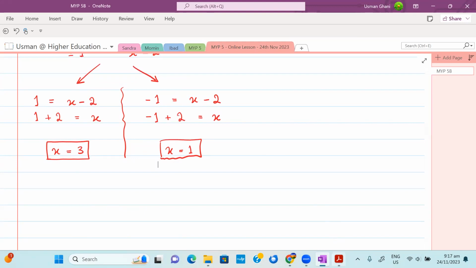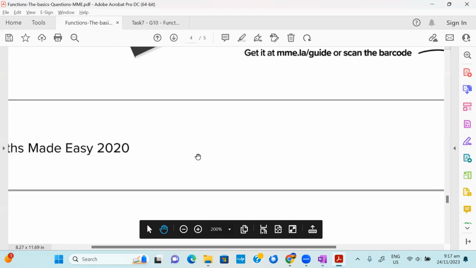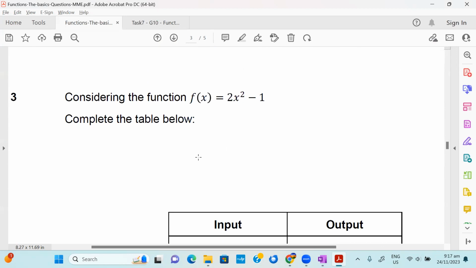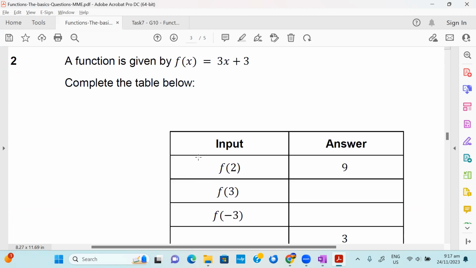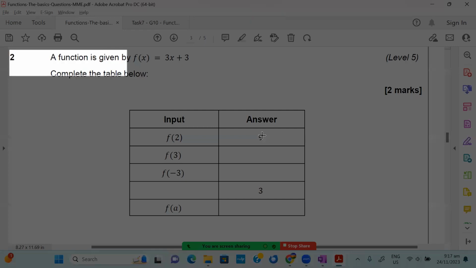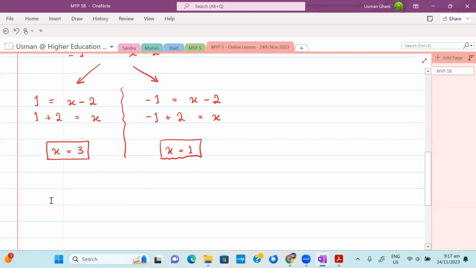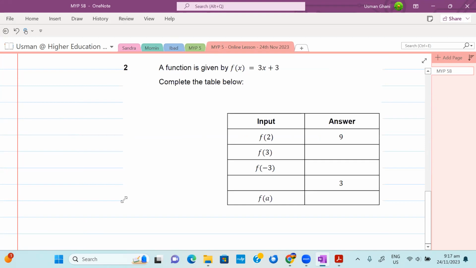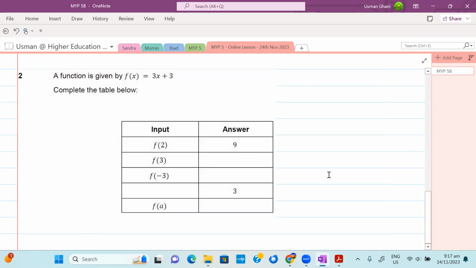So with this done, we move on to our last type of question in the basics of function, which is a table question. We've done question 1, question 4, and question 5 of this worksheet. Now let's try question number 2. I'll zoom out a bit so you can see it, and I'll also copy paste this question in the notes so that I can see it clearly. Okay, this is my question now.